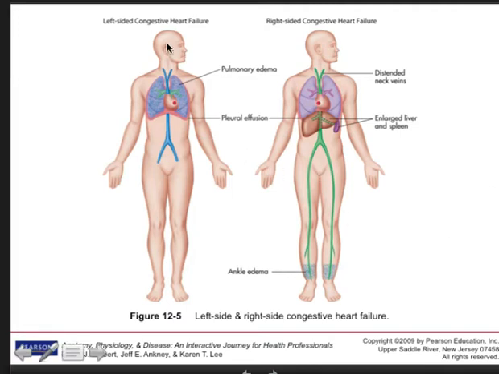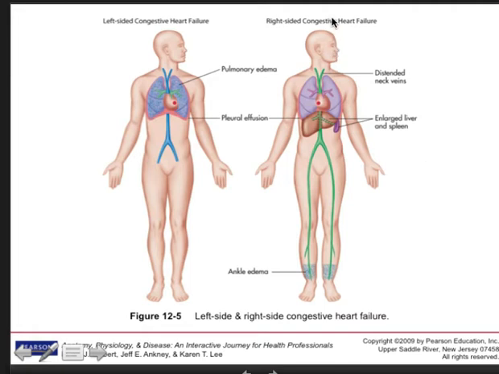In this portion of the diagram, what's happening is that we've got buildup of fluid in the lungs, and again, this is because the right side of the heart is doing its job, but the left side of the heart is unable to, and you've got the inverse situation here with the peripheral edema.